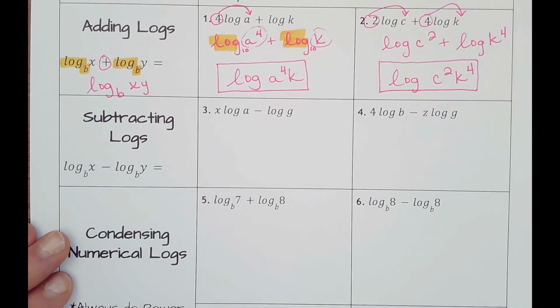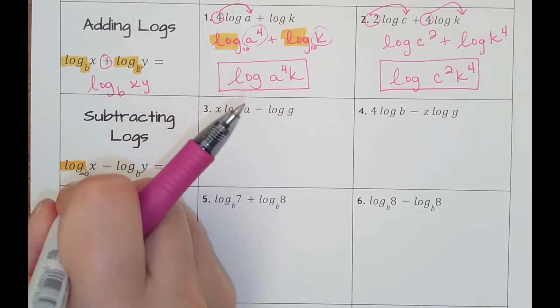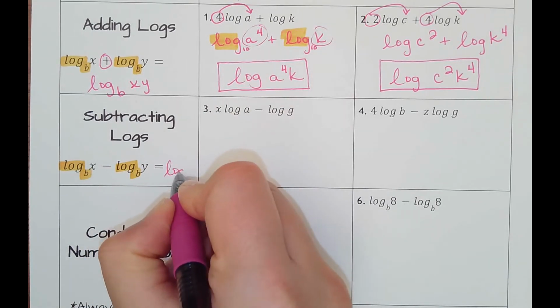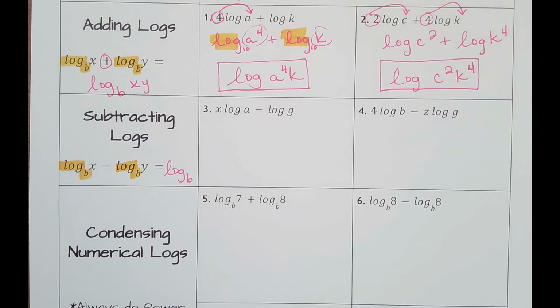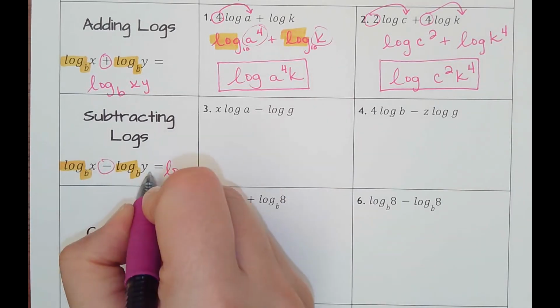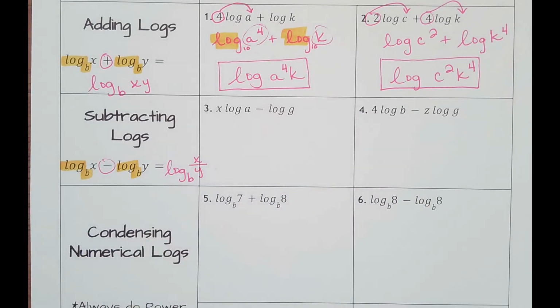Next thing that might happen is you might see subtraction of logs. Well, it's very similar. We see that they both have a log with a common base, so we would put them together with that log base whatever b, and then since we're subtracting, we're going to divide x over y. And you always go in order of first thing over second thing. So subtraction and division go together, just like when we're dividing exponents, we subtracted powers.